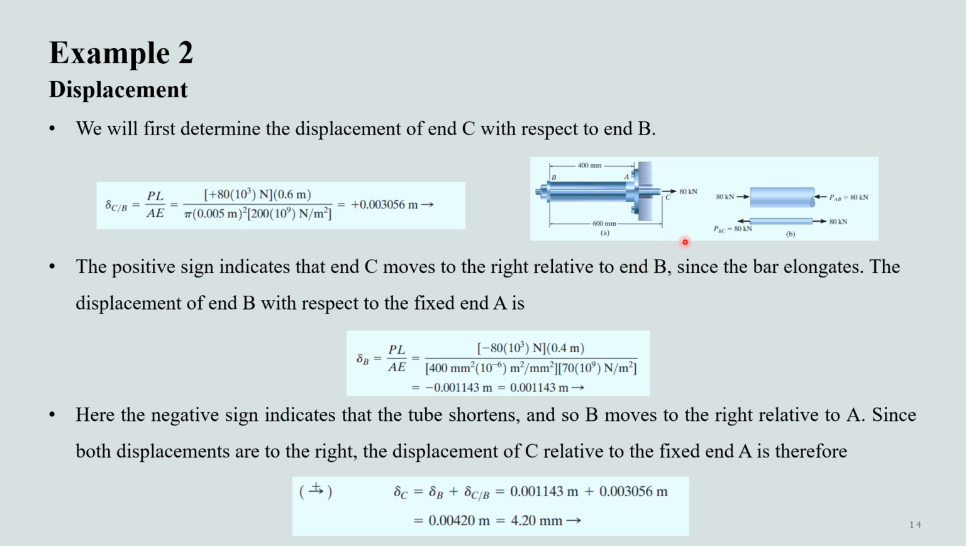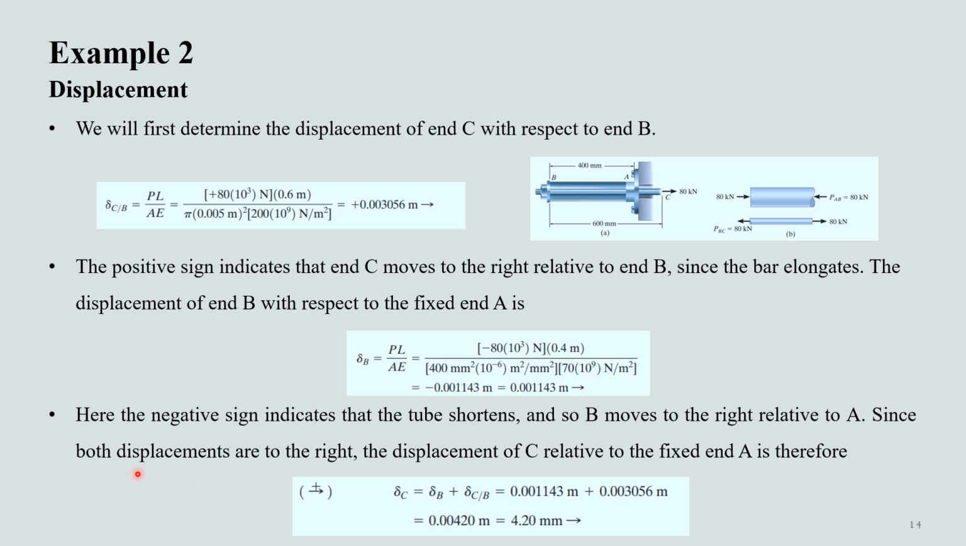The displacement of end B with respect to the fixed end A is now determined using the length 400 millimeter, that is the length of the bar, and also the area of the bar, that was 400 millimeter square. From this, the displacement of point B with respect to the fixed end comes out as 1.143 millimeter. The negative sign indicates that the tube shortens and so B moves to the right relative to A.